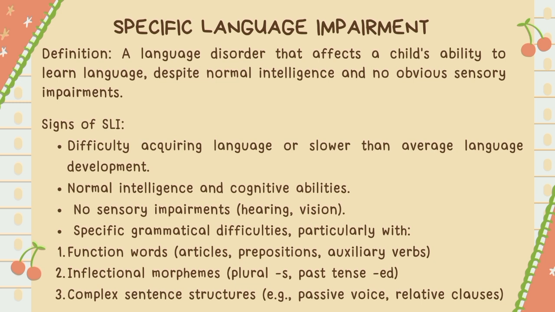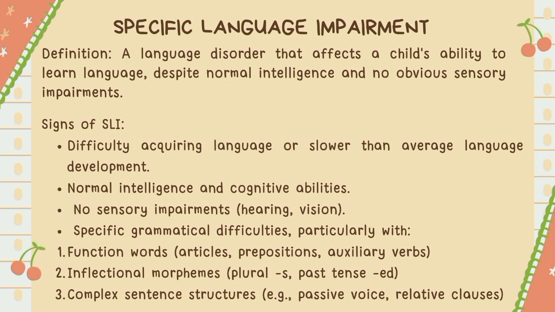mainly has a hard time acquiring language, but still has normal intelligence and cognitive abilities, meaning that its other cognitive abilities may function rightly, but its acquisition of language may have difficulties or may tend to be slower than average language development. Also, people with SLI have no sensory impairments, meaning that their hearing and their vision are totally okay, totally fine.